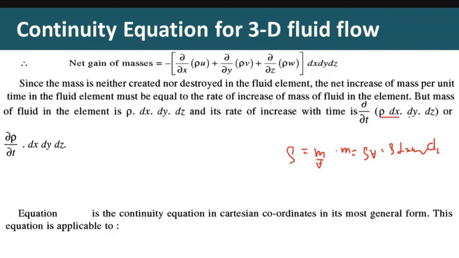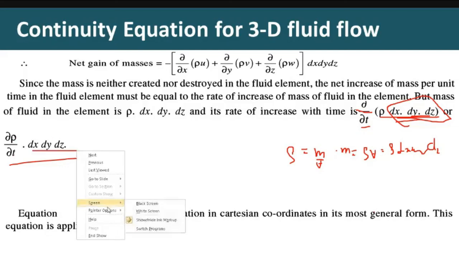Okay, so mass is nothing but rho into dx dy dz, and we will differentiate it with respect to time t. So it will be ∂/∂t of (rho dx dy dz). Therefore, the rate of increase of mass in time t is ∂/∂t of rho into dx dy dz. Now this dx dy dz are dimensions, so it can be taken outside. So it is ∂rho/∂t into dx dy dz.